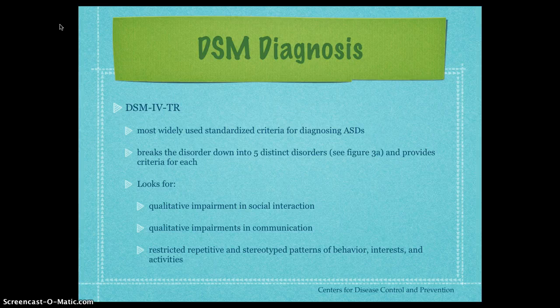But the first one we're going to talk about is the DSM-4, and it is the most widely used standardized criteria for diagnosing an autism spectrum disorder. It breaks the disorder down into 5 distinct disorders that all fall under the umbrella of autism spectrum disorder. And we'll take a look at that in a minute. The DSM-4 looks at qualitative impairment in social interaction, qualitative impairment in communication, and a restricted, repetitive, and stereotyped pattern of behavior, interest, and activities.